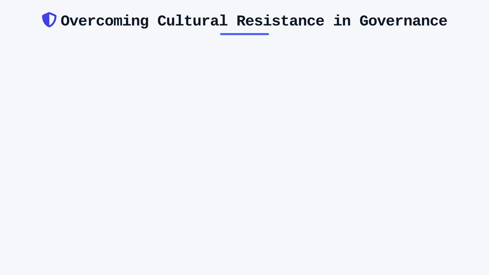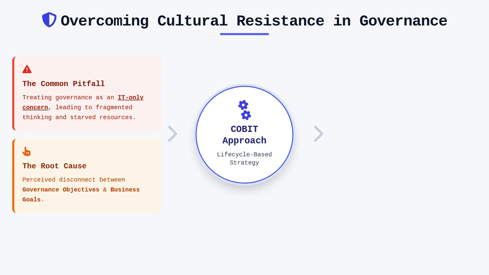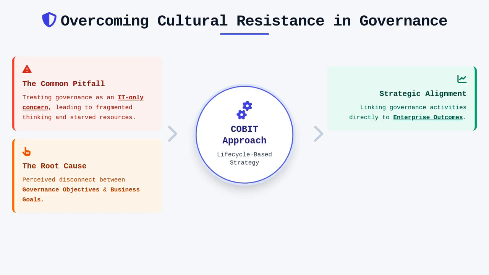One of the most persistent hurdles in any governance initiative is cultural resistance, which typically stems from a perceived disconnect between governance objectives and business goals. We often see leadership teams treat governance as an IT-only concern, which results in a lack of sustained buy-in that eventually starves the program of resources. By leveraging the COBIT implementation approach, we replace this fragmented thinking with a structured, lifecycle-based strategy that emphasizes behavioral changes over mere procedural updates. This approach requires us to identify potential friction points early and build a business case that clearly articulates the link between governance activities and enterprise outcomes.